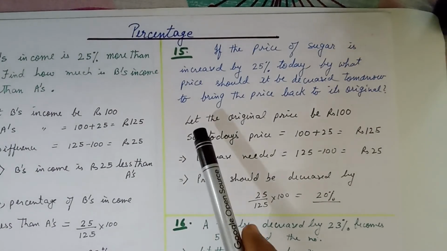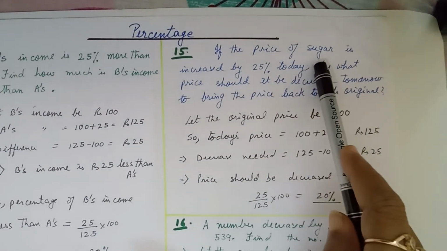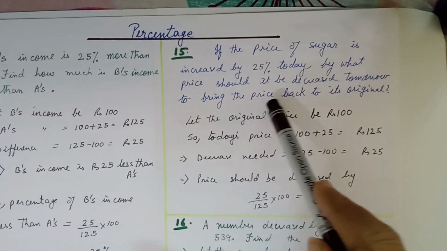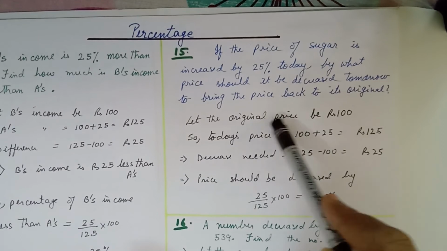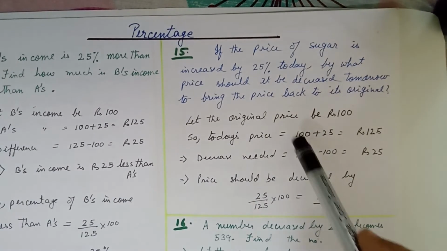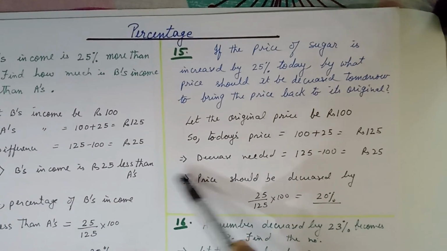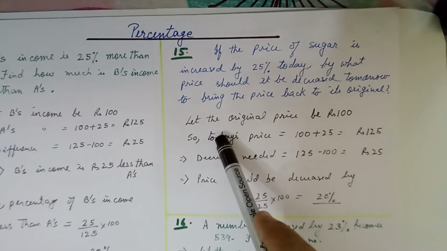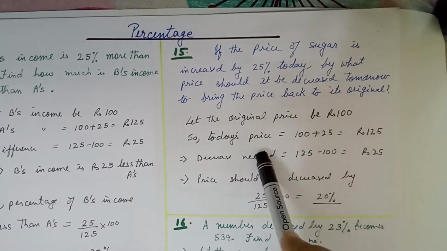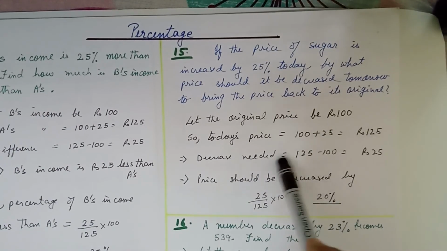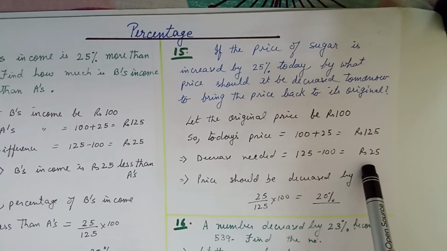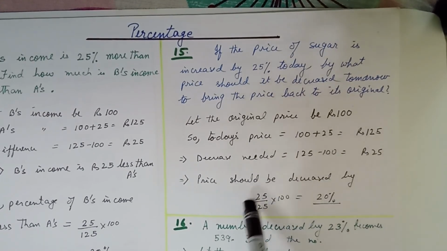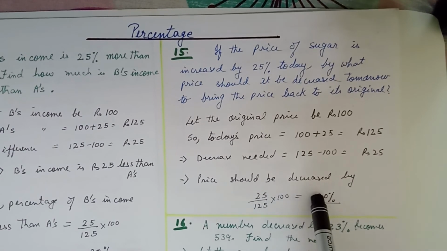Yes, number 15. If the price of sugar is increased by 25% today, by what percentage should it be decreased tomorrow to bring the price back to its original? Because we don't want to pay extra. If you have increased today by 25%, you reduce it tomorrow so that the price doesn't change. So let the original price be 100, increased definitely 125. So how much should be decreased? Decreased by 25 rupees. And that percentage has to be calculated with today's increased price. So 25 by 125 into 100 is 20%.